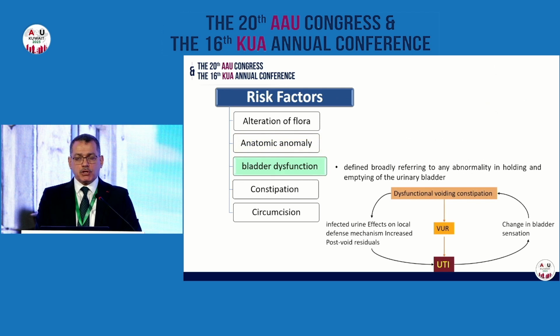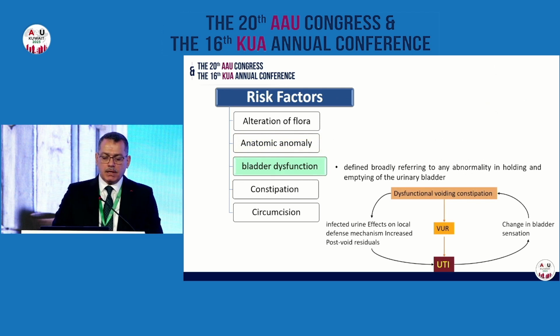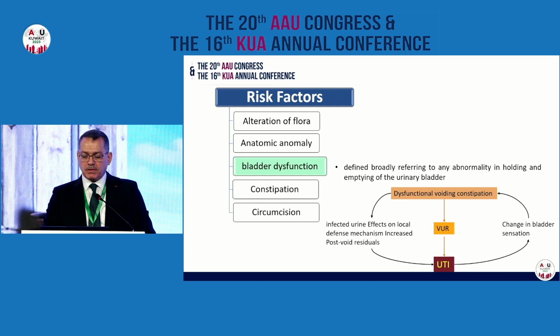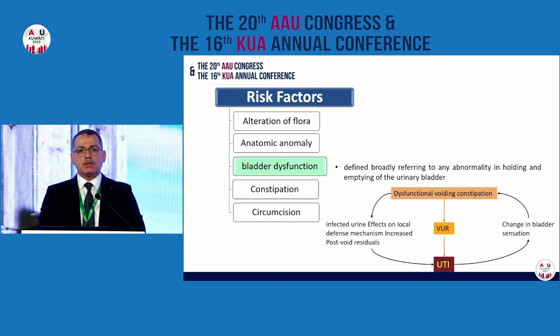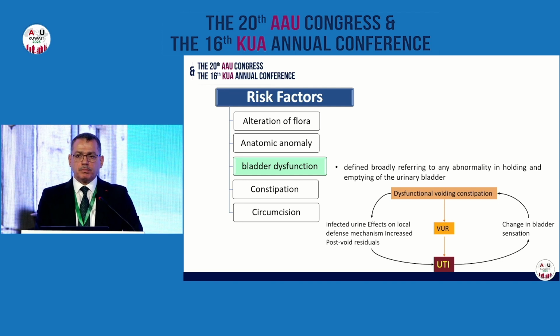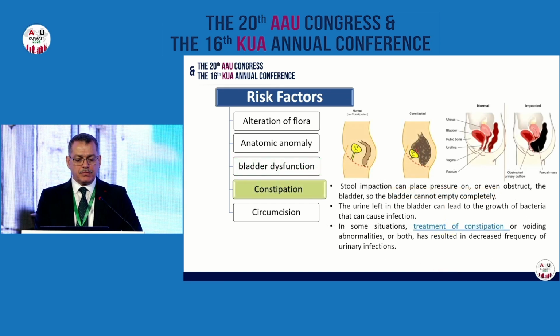Bladder dysfunction also plays an important role in precipitating UTI. As you know, when there is a voiding dysfunction, there will be a high post-void residual volume, which may cause UTI. In turn, this will lead to some change in bladder sensation, which can cause further voiding dysfunction. Breaking this vicious circuit is very important to prevent UTI in the future.